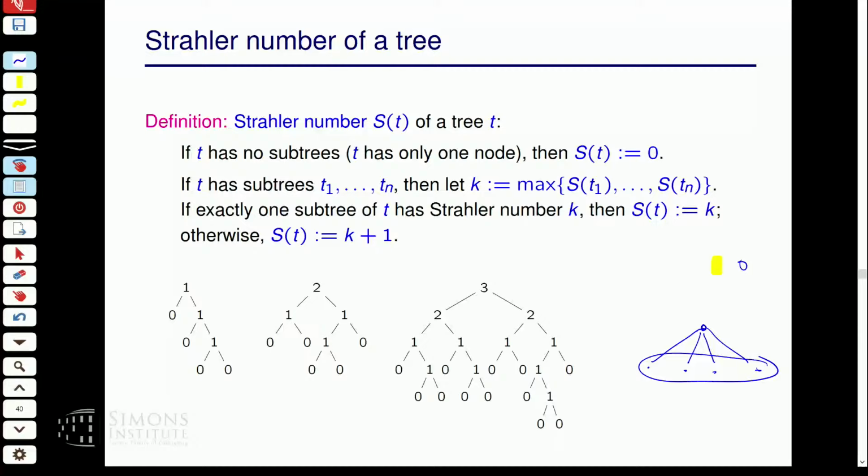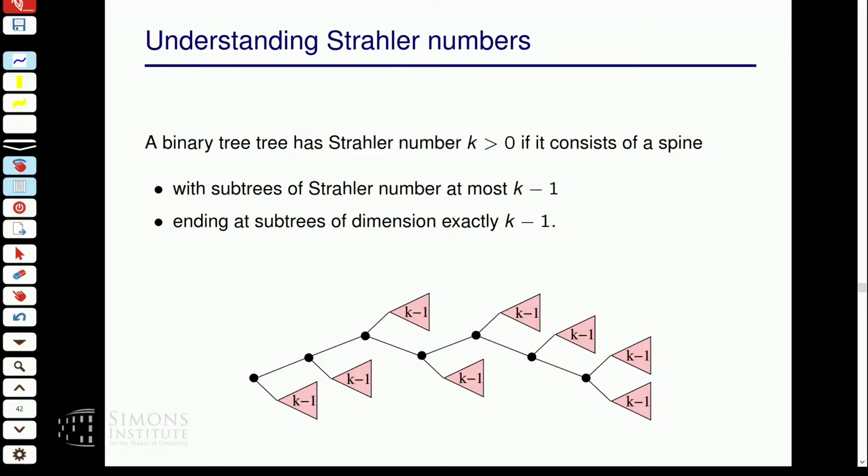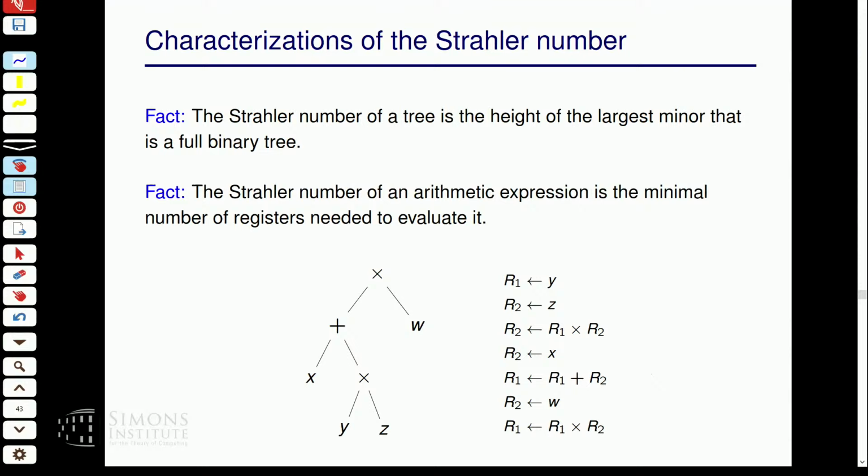Another way of looking at it is that a tree has a Strahler number k bigger than 0 if it consists of a spine such that all the subtrees which do not belong to the spine have a Strahler number at most k minus 1, and the spine ends at some point where at least 2 children have a Strahler number exactly k minus 1. Characterizations: for example, the Strahler number of a tree is the height of the largest minor that is a full binary tree that you can embed in the tree.